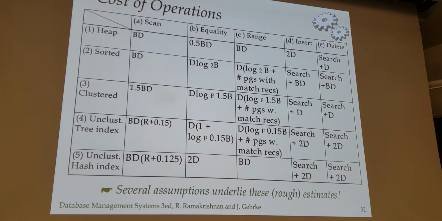What about insert? There's a funny factor there. When you see B times D, that's really 0.5 BD plus 0.5 BD. It's really BD over 2 plus BD over 2. Let me explain that. What do you have to do in an insert? Find the place where it goes. That's our good friend search. Equality search. By search, it always means equality search.